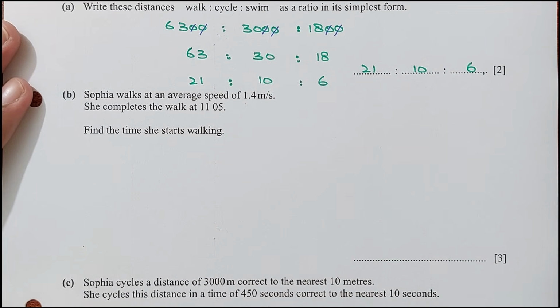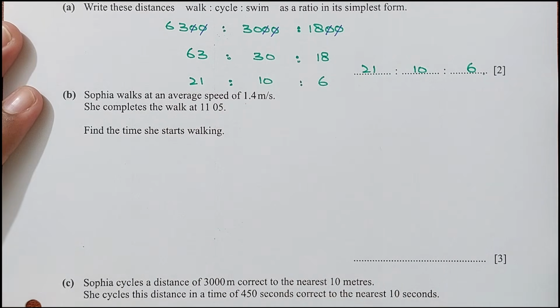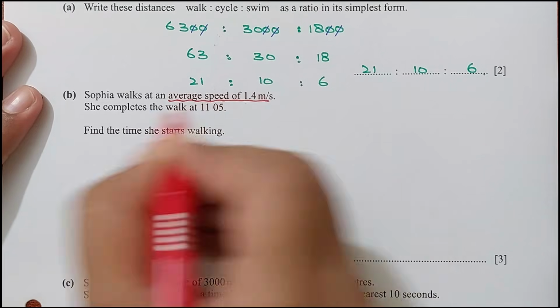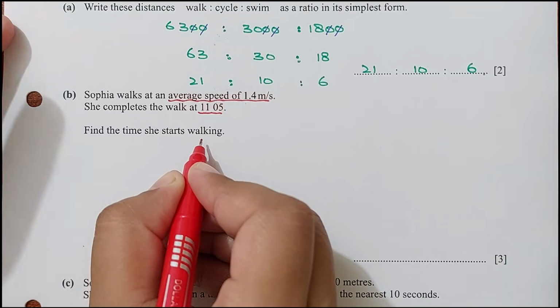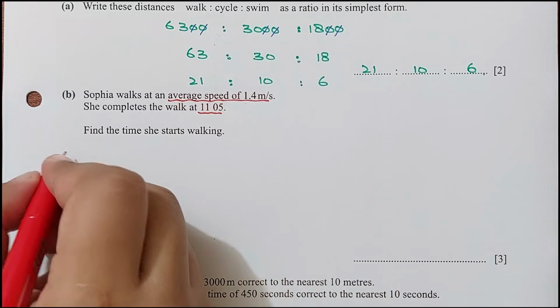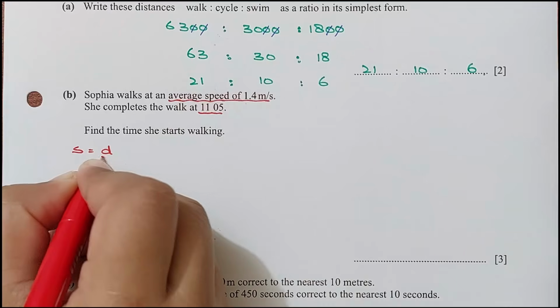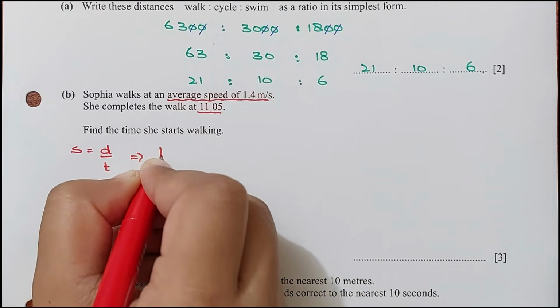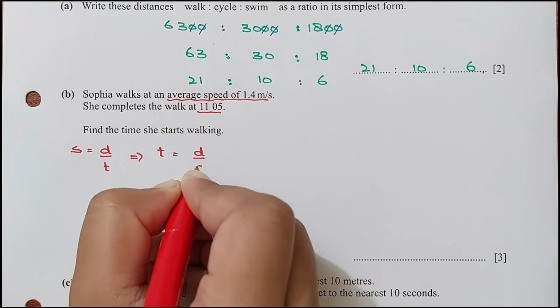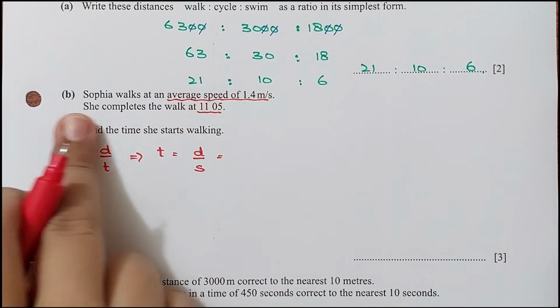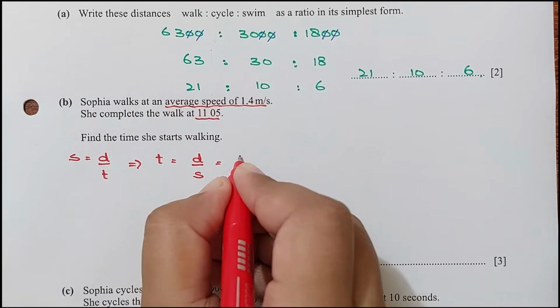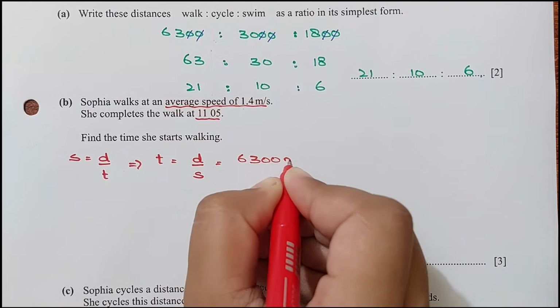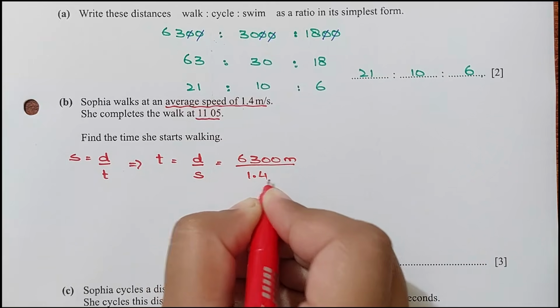Now for part B, Sophia walks at an average speed of 1.4 meters per second. This is the speed we have been given, average speed, right? She completes the walk at 11:05. Find the time when she starts walking. Okay, so we have been given the speed. Speed equals distance over time. We have to solve for time. So what is time? Time equals distance over speed, right? So for the walk, the distance is 6300, right? 6300 meters over 1.4 meters per second.